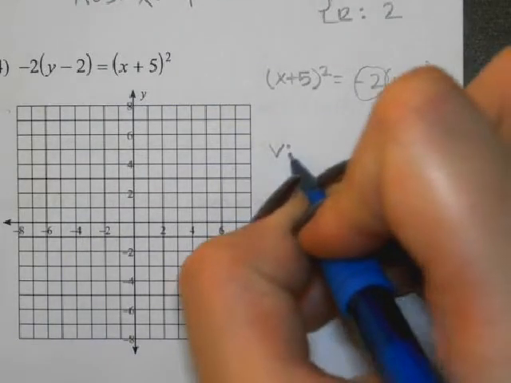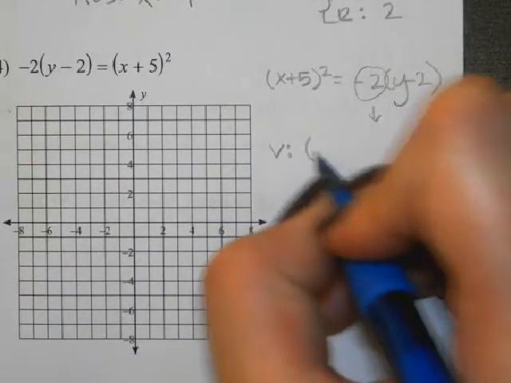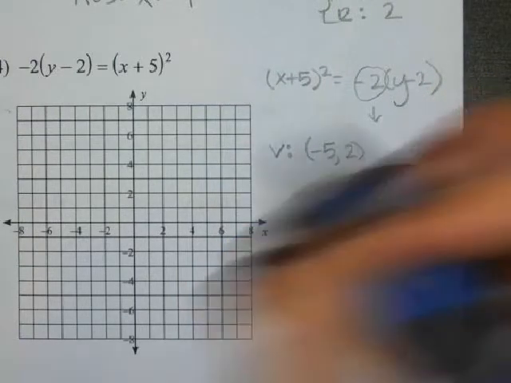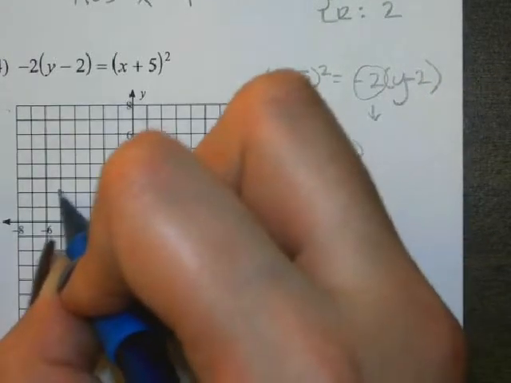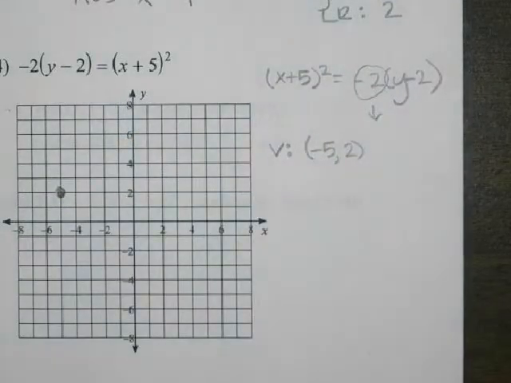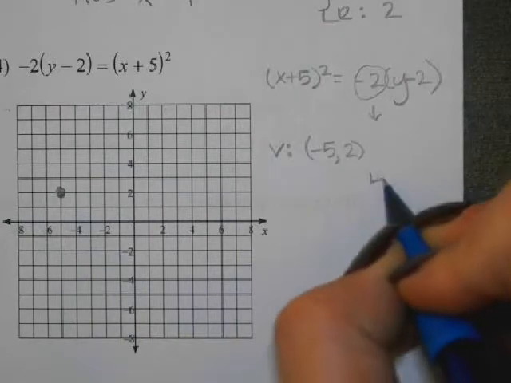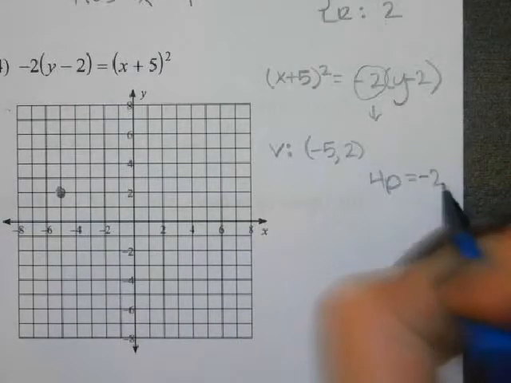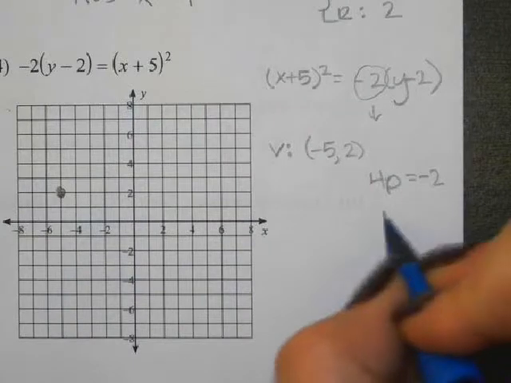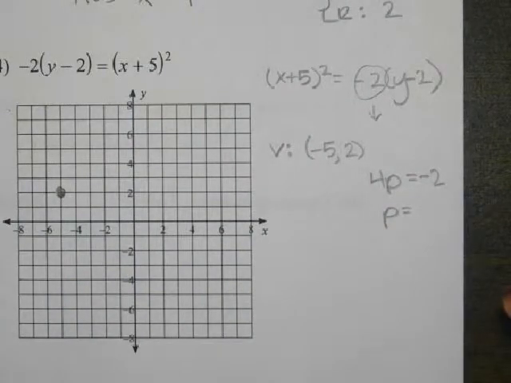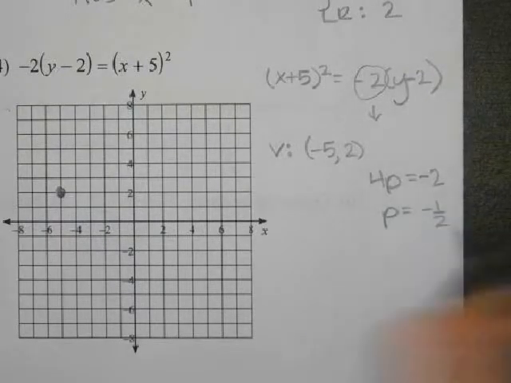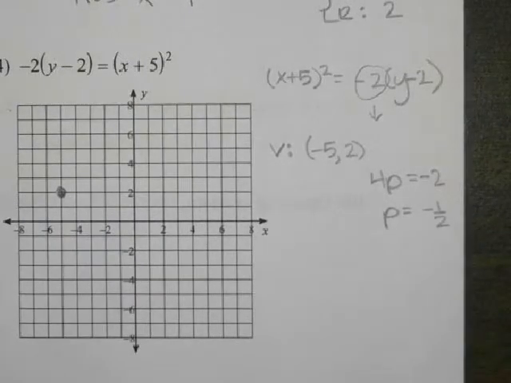What's the vertex? -5, +2. Okay. So we have 4p equals -2. And so what is the p-value? Yeah, -1/2. Here, we don't really need to think about positive versus negative because we know we're just going distances, so you can just say p is 1/2.